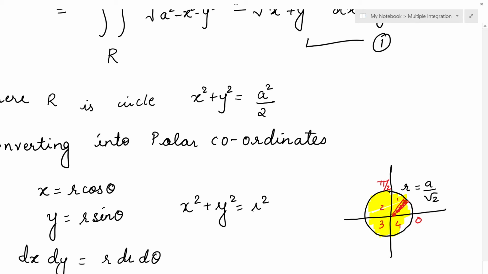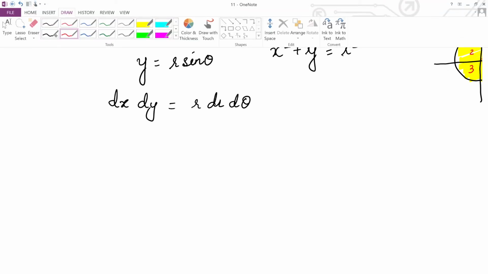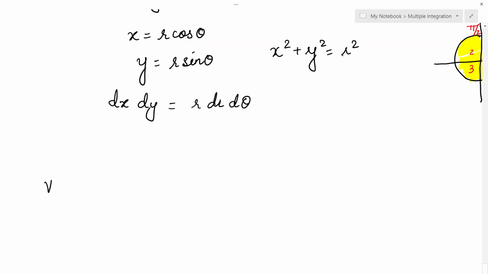So 4 into 0 to pi by 2 will do, right? So let's convert the sum now. So my volume V now will become 4 into 0 to pi by 2, that is my theta, 0 to a by root 2, right?